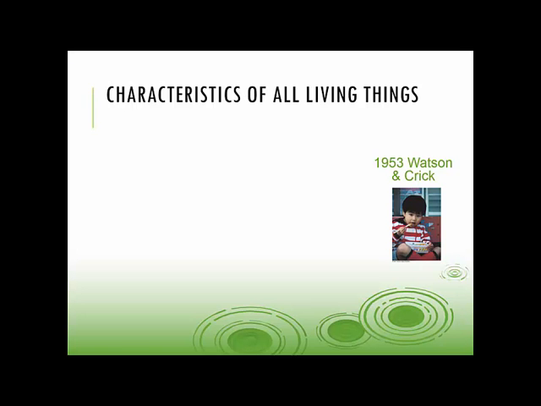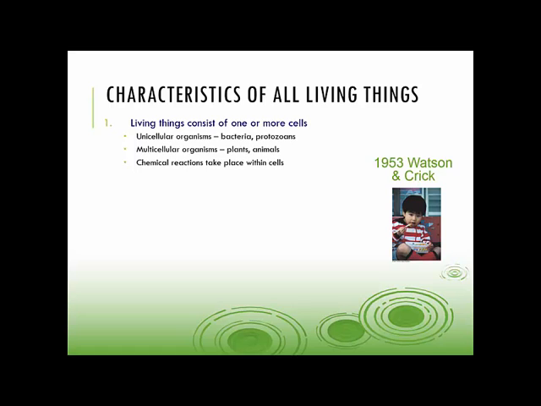So, characteristics of all living things. Lots of times you begin a science course, especially any science course that deals with living things, with the characteristics of living things. First, we'll talk about how living things consist of one or more cells. Unicellular organisms, pretty self-explanatory there. They are composed of one cell. Things that are unicellular would be bacteria or protozoans. These are very simple organisms, so they cannot really carry out complex processes like multicellular organisms.